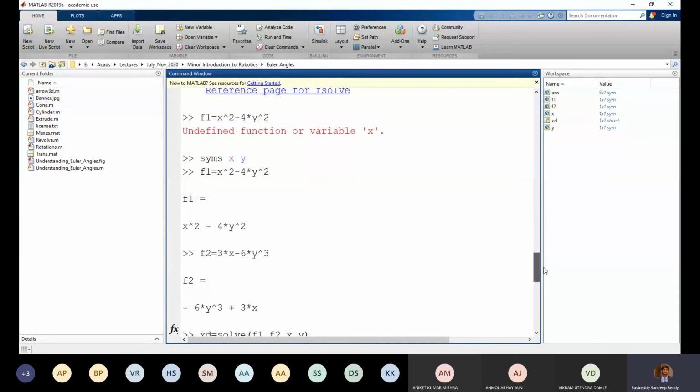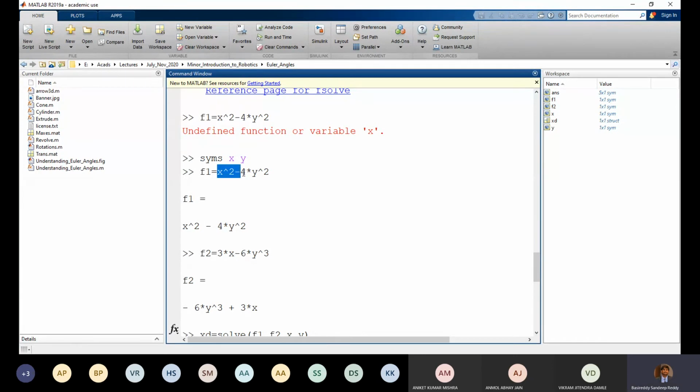Now, you can try this right now for nonlinear equations. Just type in syms x y. It basically means that you're going to use x and y as symbolic expressions and not as values. Then just type in one function, that is x square minus 4y square. When you write an expression like this, it means this equals 0. So the first equation you are representing by x square minus 4y square as 0.